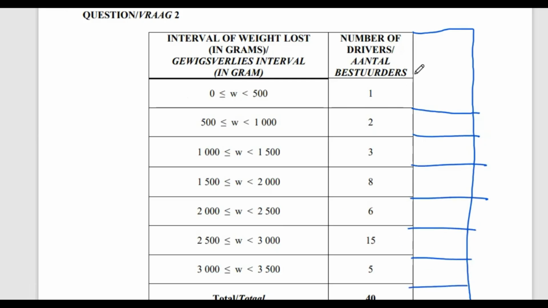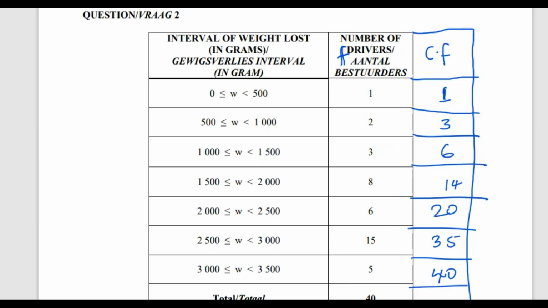Okay, so with the cumulative, we know that the first cumulative will always be the first frequency. Remember, this is frequency, and this is for cumulative frequency. And then 1 plus 2, we must get a 3. And then 3 plus 3, we must get a 6. And then 6 plus 8 is 14. 14 plus 6 is 20. 20 and 15, we get a 35. 35 and 5, we get a 40. So our last cumulative must be equal to the total frequency.